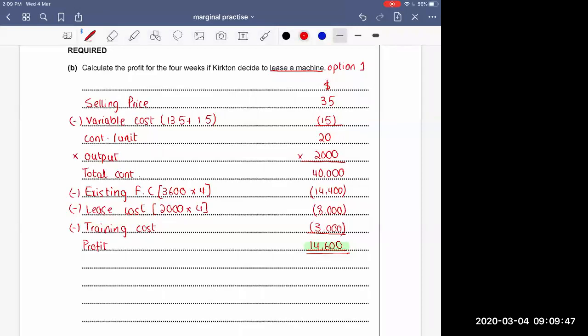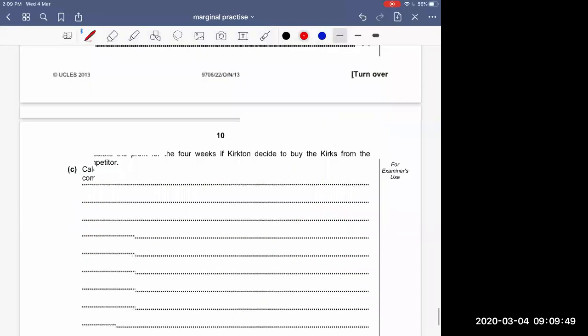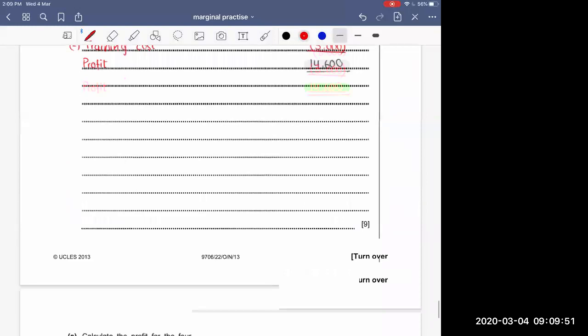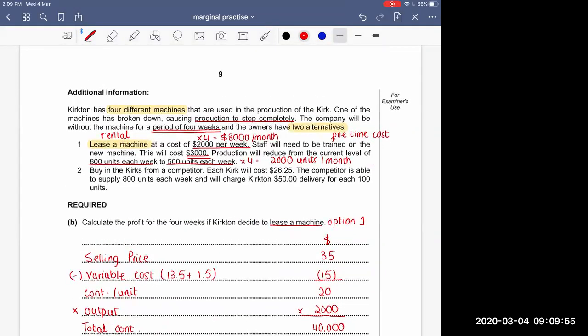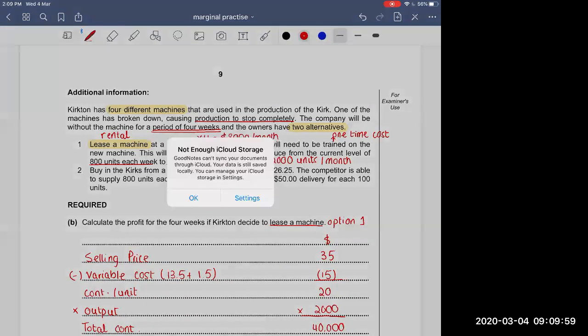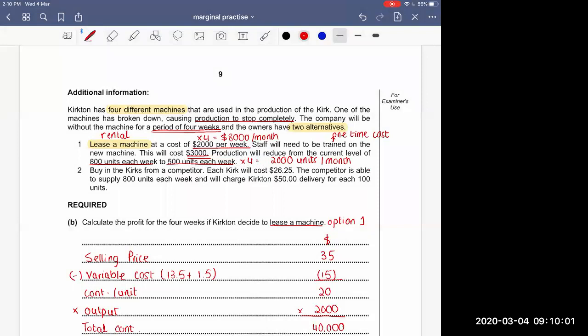Speaker on. All right, guys, let's start with the work. Let's start with option number two. Option number one, I have worked out. Now, option number two: buy the cricks from a competitor. That means if the machinery has broken down and we cannot produce the output level, instead of renting the machine, we can outsource these units. We can purchase these units from an outside supplier.